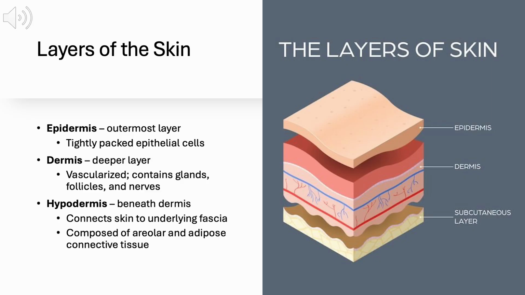Finally, below the dermis is the hypodermis, or superficial fascia. While it's not technically part of the skin, it plays a vital role. It anchors the skin to underlying structures like muscle and bone, and provides cushioning and insulation thanks to its composition of areolar and adipose connective tissue. Understanding these layers sets the stage for our deep dive into how the skin protects, senses, and adapts to our environment.